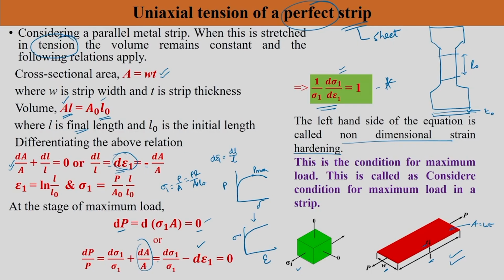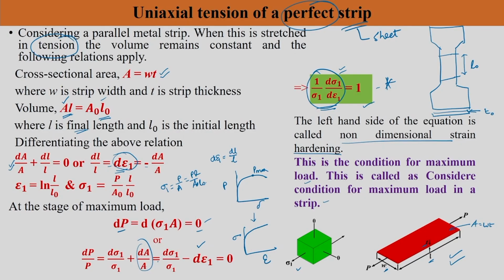So our typical curve is like this, and what you need to get is d sigma 1 by d epsilon 1. At every point in the deforming zone, you have to get this particular ratio and divide by sigma 1, and you can plot that with respect to epsilon 1. So you will get this particular data. We are going to say that this is the condition for maximum load, also called the Considère condition for maximum load in a tensile test. So when maximum load is reached, this condition is going to be satisfied.